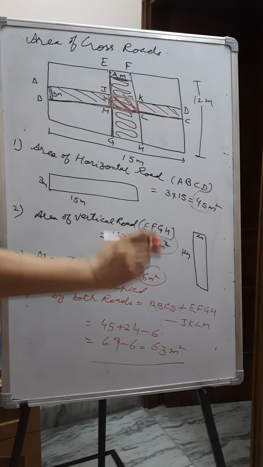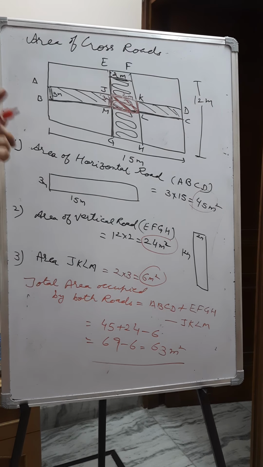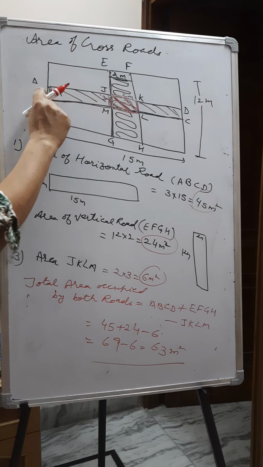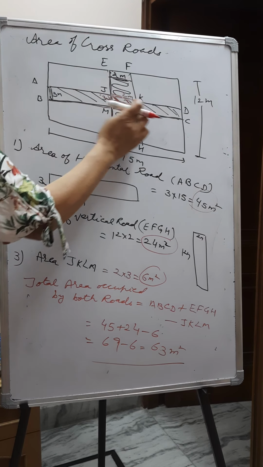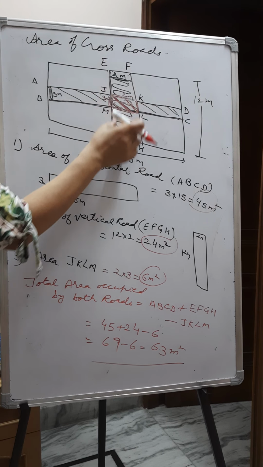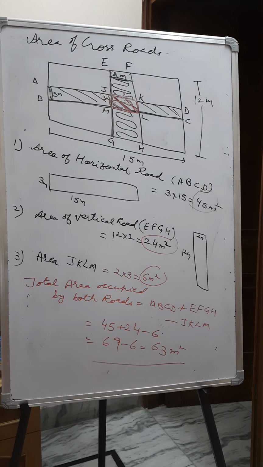So the thing you have to keep in your mind, when finding the area of the crossroads, is to subtract this common area. This area comes in ABCD and also in EFGH, so it would be counted two times, but you have to consider it only once. Okay, this is all about the area and perimeter of square, rectangle, inner rectangle, outer rectangle, outer rectangle to inner rectangle, and area of crossroads.